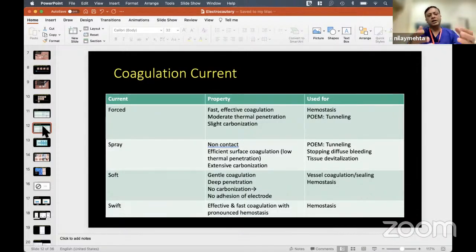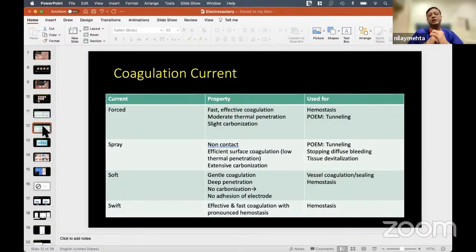So normally, Prakash, when you are using soft coagulation, what are your settings? My usual soft coagulation setting is around 50, effect 5, that is what I use. Yeah, same here, but anything between 40 to 50 volts with effect 4 or 5. What these effects are, we are going to discuss later.